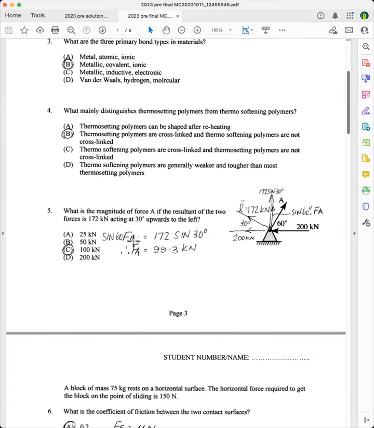This question, a lot of students found quite difficult. What's the magnitude of force A if the resultant of the 2 forces is 172 kilonewtons acting 30 degrees upwards to the left? I always advise you to draw the information, make it a bit more obvious other than just reading it. And so here's the resultant going up at 30 degrees.